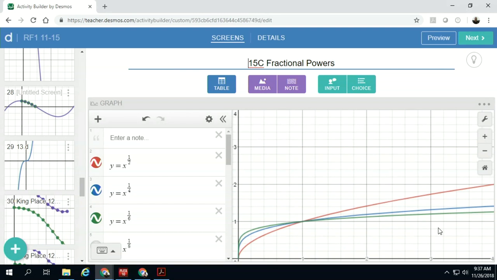I'm going to draw the middle one in blue. Did I lose my blue marker? I'll make it purple because I don't see my blue marker here. So at the beginning, it's a little bit steeper. And at the end, it's below x to the 1/2. And then I'm going to do the green one, which is x to the 1/6.